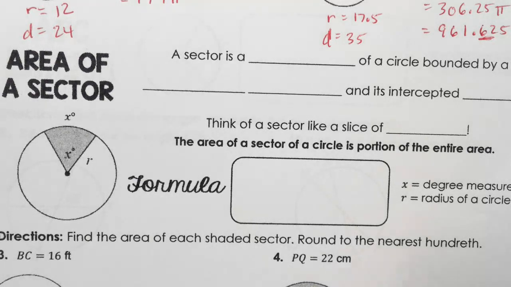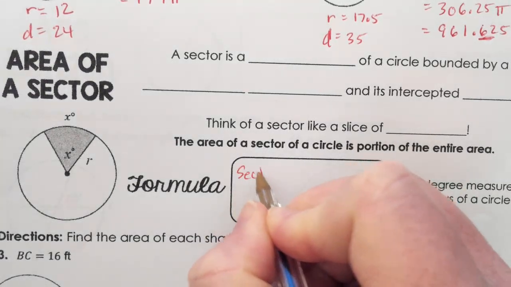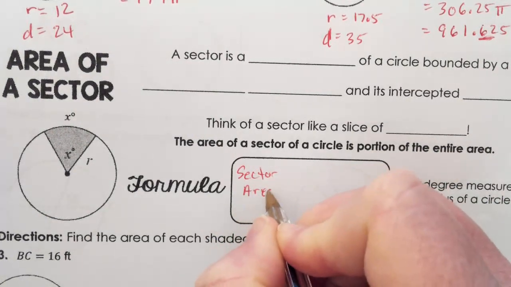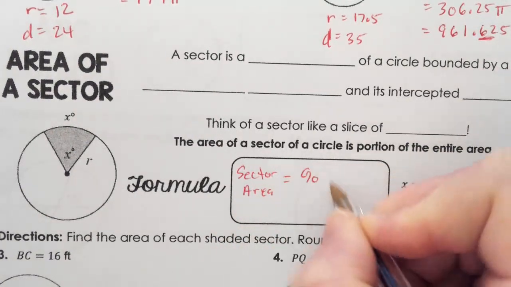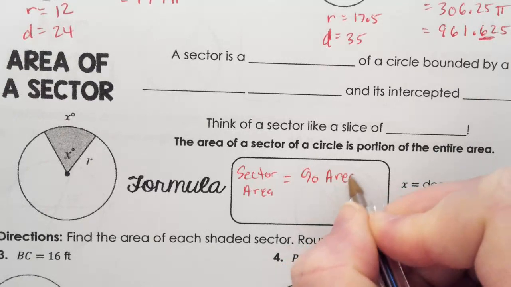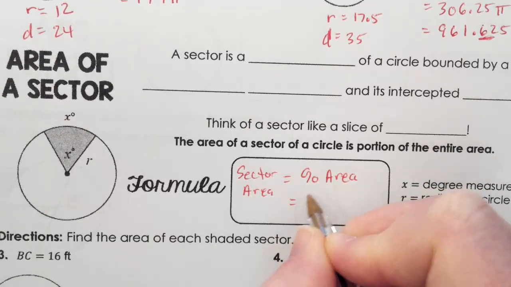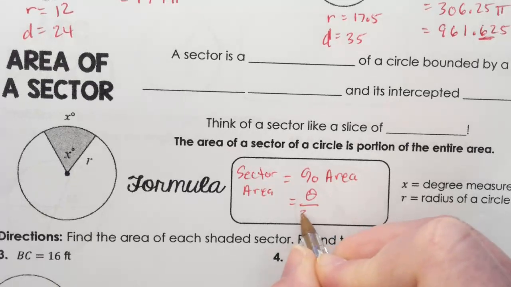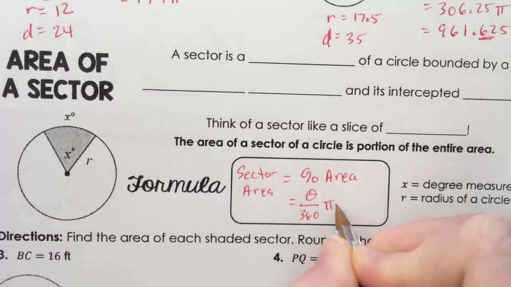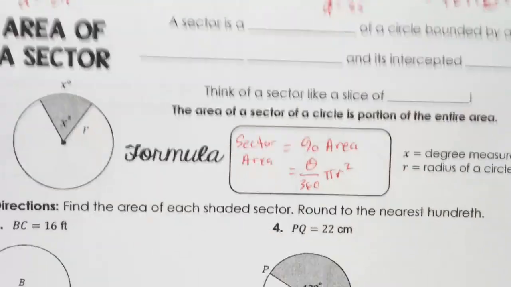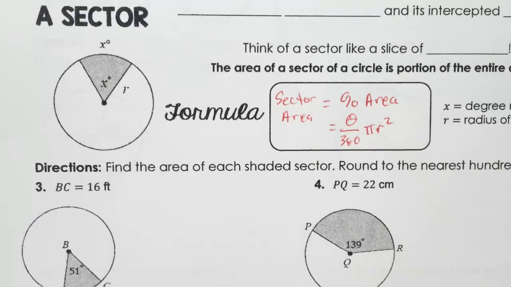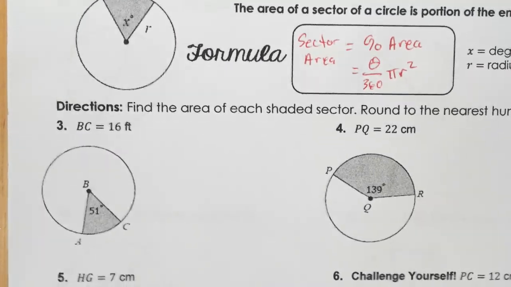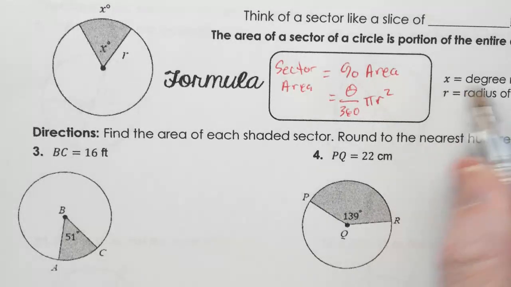All right, so the basic gist for sector area is equal to percentage of the area. So that would be the angle. I put the theta symbol, angle over 360 times pi r squared. Or you could use x for your degree, but just leave it as theta.